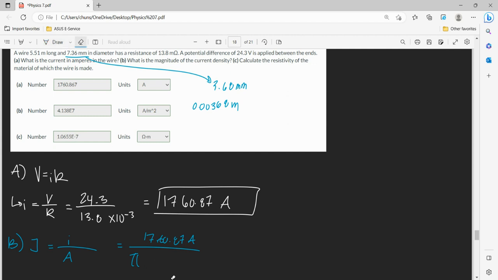So we plug that value for our radius in for r. This is 0.00368 squared. This is equal to 0.87 divided by, so pi times 0.00368 squared. And this is equal to 4.138 times 10 to the 7 amps per meter squared.